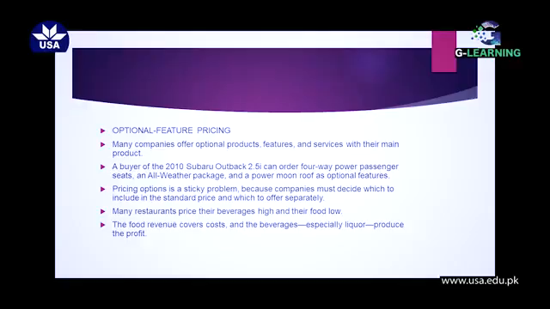Then there's optional feature pricing of the product. Many companies offer optional product features and services with their main product. A buyer of the 2010 Subaru Outback 2.5i can order 4-way power passenger seats, an all-weather package and a power moon roof as optional features. Pricing options is a sticky problem because companies must decide which to include in the standard price and which to offer separately. Many restaurants price their beverages high and their food low. The food revenue covers cost and beverages, especially liquor, produce the profit.